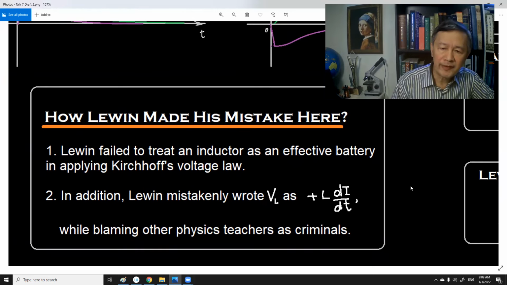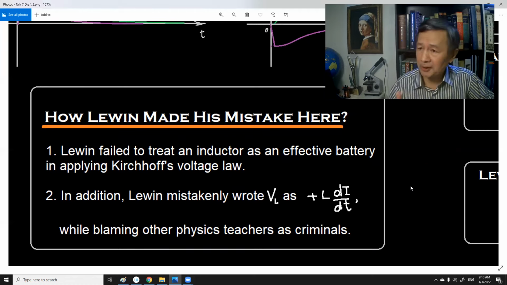First, Lewin failed to treat the inductor as an effective battery in applying Kirchhoff's voltage law. Second, in addition, Lewin mistakenly wrote V_L as positive L multiplied by di/dt while blaming other physics teachers as criminal. Negative multiplied by negative is positive. So it would appear he's correct, but he made a mistake twice, unlike these poor physics teachers in his claim.